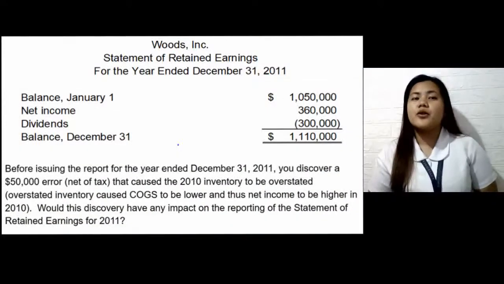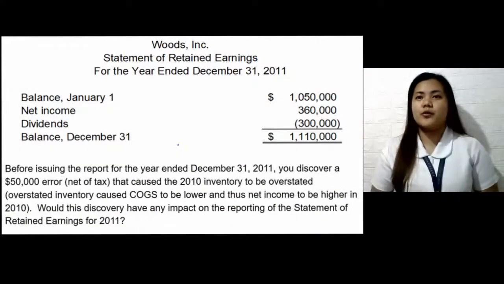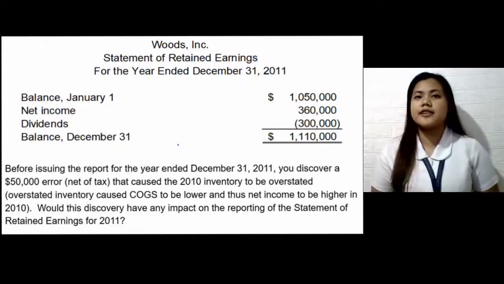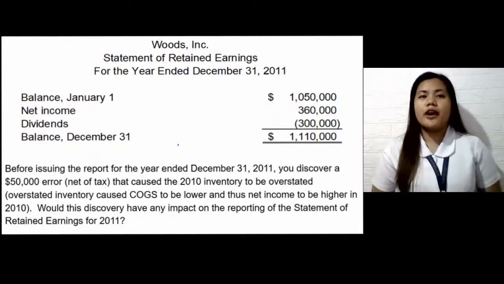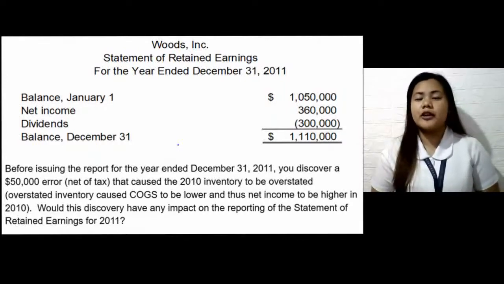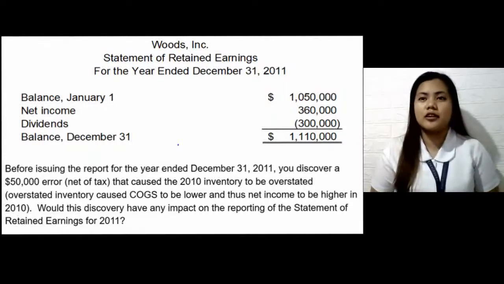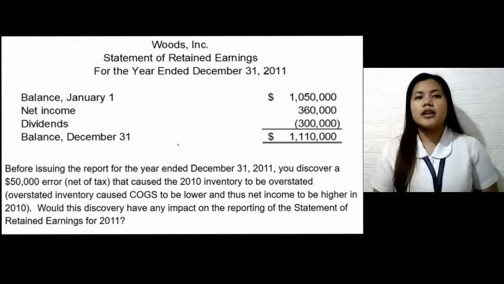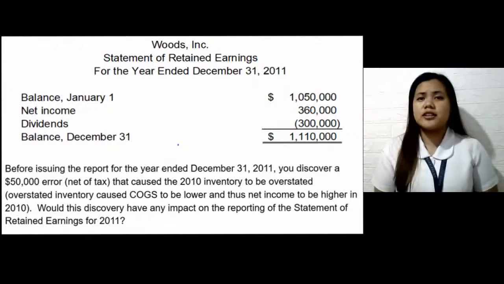Consider this scenario. We have a balance of $1,050,000, net income of $360,000, and dividends of $300,000. So all in all, we have a balance on December 31 of $1,110,000. But before issuing the report for the year ended December 31, 2011, you discovered a $500,000 error, net of tax, that caused the 2010 inventory to be overstated.